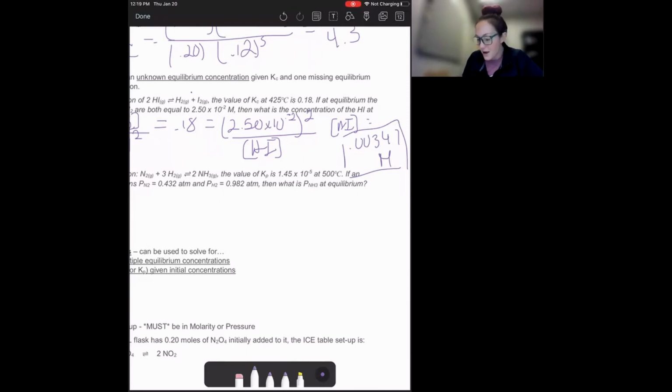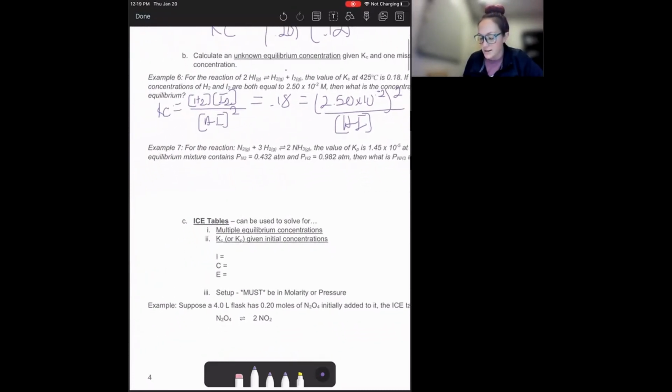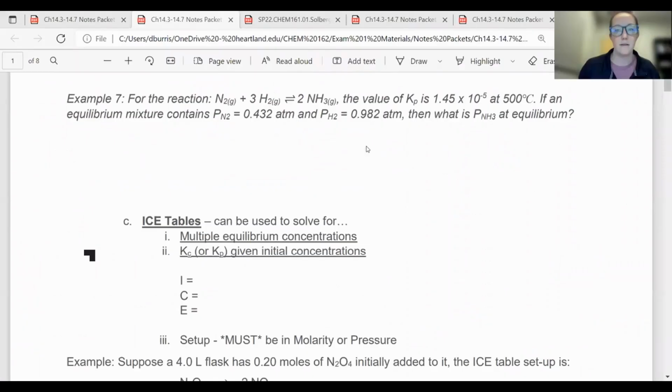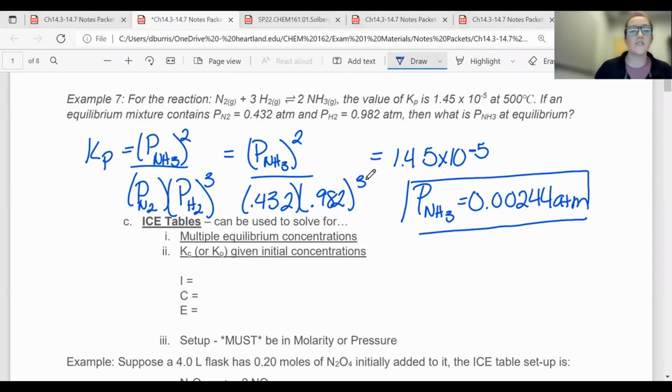Now I have another example. If I were you, I would pause, try example number 7, and then check your answer with me. Okay, so here, if you set this up correctly, remember you can use pressures instead of concentrations, exactly the same. Set it equal to Kp and then solve, you should get 0.00244. Now, if you did not get this number, make sure that you square rooted to get the variable in here. Let me know if you need help with that, but you should be able to do those ones pretty easily.